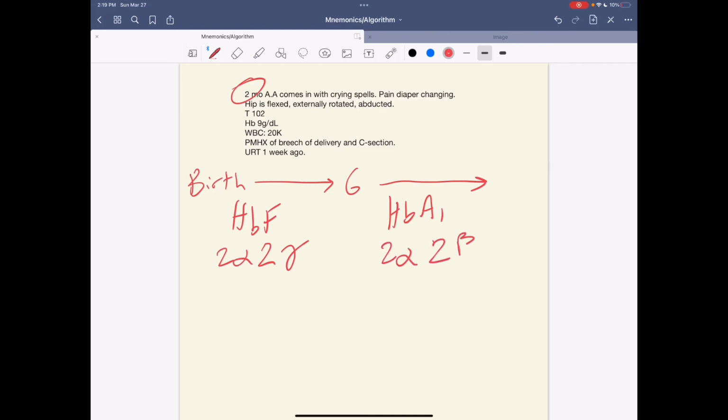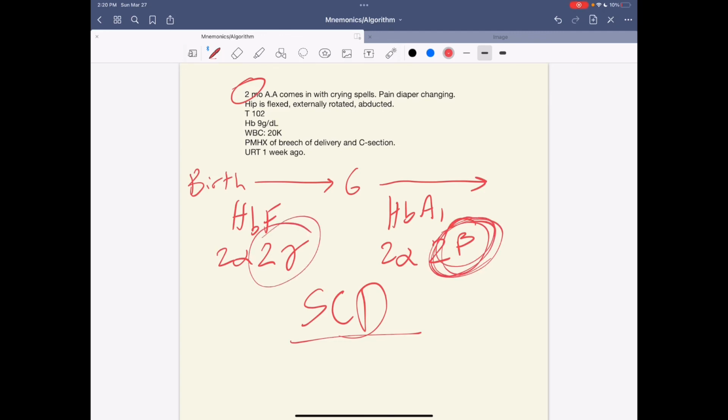Where is the problem in sickle cell disease? There's a valine that replaces glutamic acid, on what chain? Sorry, I just gave it away. Valine replaces glutamic acid on the beta chain of hemoglobin. Well, do you have a beta chain under 6 months of age? No, you have 2 alpha and 2 gamma. You'll always have alpha chains, but you have a gamma chain here, not a beta chain.